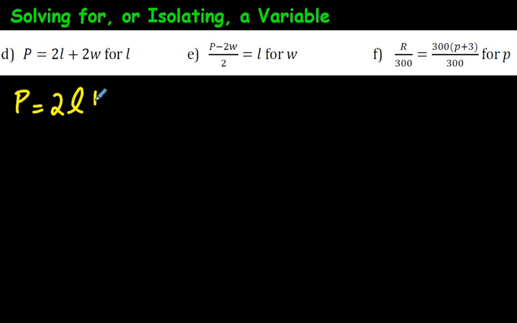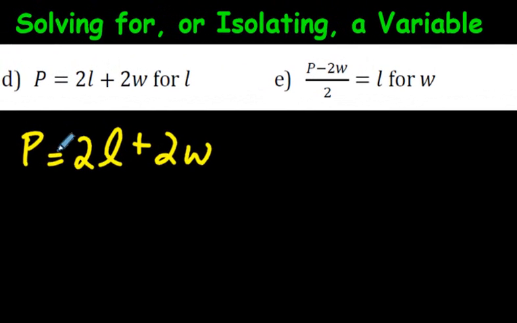This is the perimeter formula for a rectangle. And we want to know, how do you get L all by itself? What if you knew the perimeter and you wanted to find the length, and you knew the width as well? Okay. So first of all, let's bring the 2w over to the other side. Subtract it there, subtract it here.